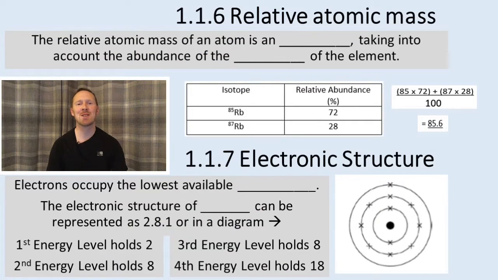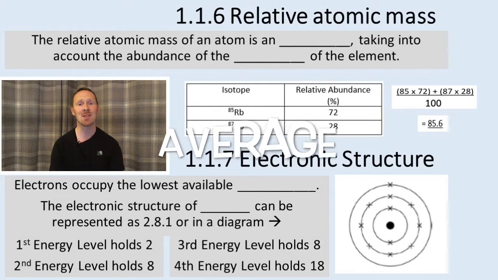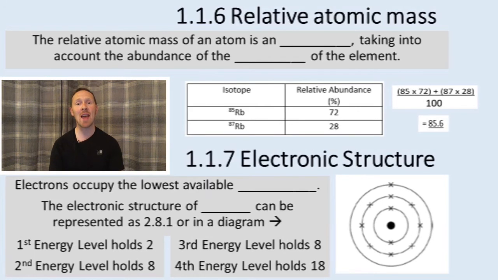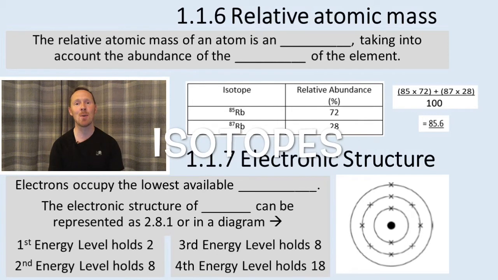1.1.6 Relative atomic mass. When you look at the periodic table for GCSE, you'll notice that copper has a relative atomic mass of 63.5 and chlorine has a relative atomic mass of 35.5. This doesn't mean they've got half a subatomic particle, half a neutron or something like that, in the nucleus. The relative atomic mass is the average mass of the atom, taking into account the abundances of the isotopes of that atom that we know about.